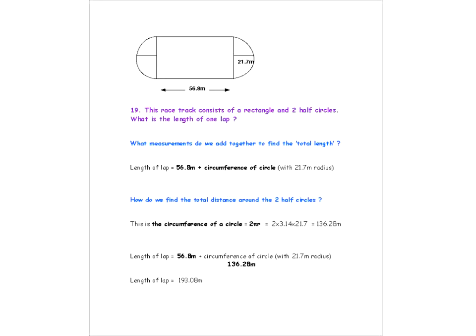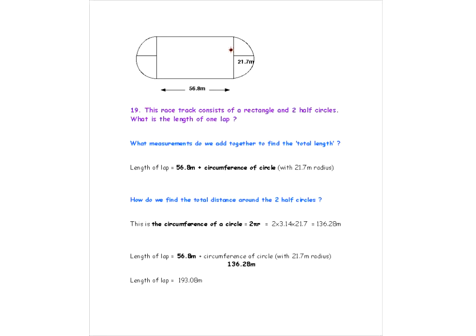To find the total length, we're going to add 56.8, plus another 56.8, plus the circumference of one whole circle. We've got 2 half circles, but since there's 2 of them, we're going to add the distance around the edge, or the circumference, of one of the circles.